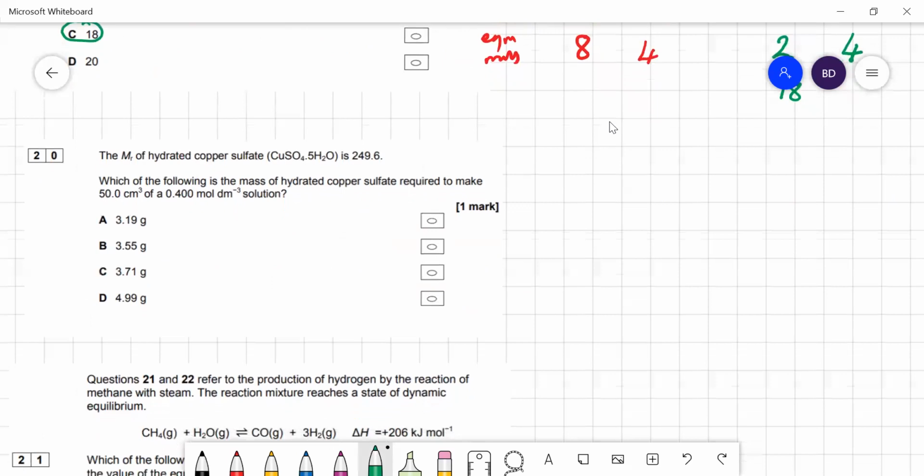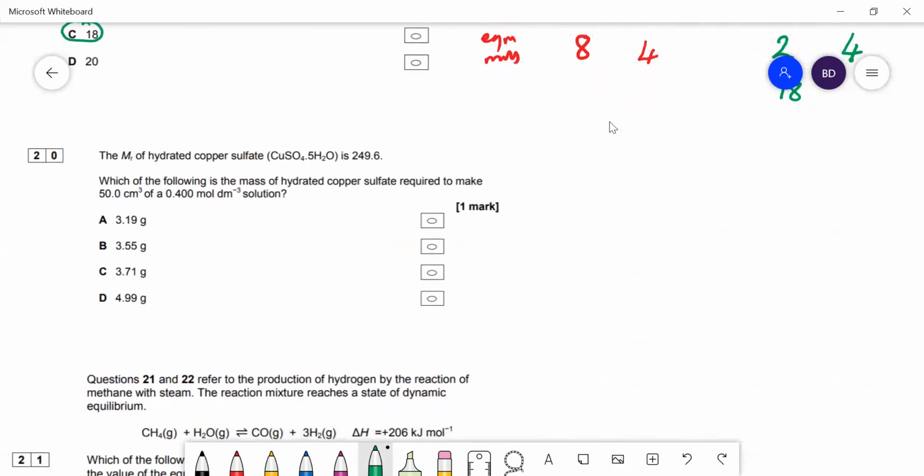Okay, the MR of hydrated copper sulfate is 249.6. Which of the following is the mass required to make that much solution? So let's work out the moles of it. So the moles is equal to conc times volume. The concentration is 0.4. The volume is 50 over 1,000, 0.05, which gives us 0.02.